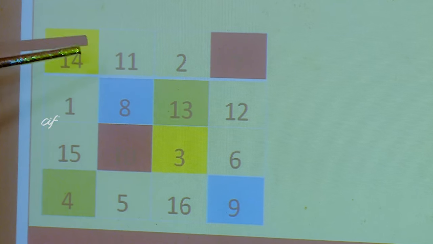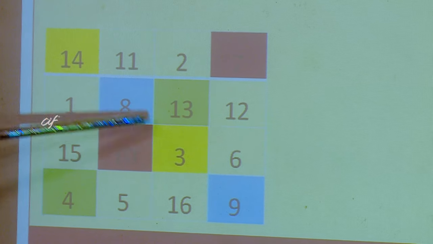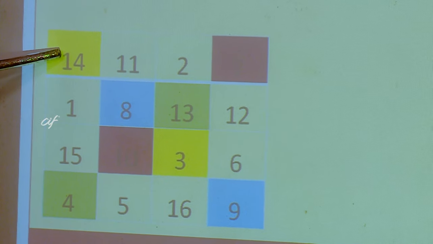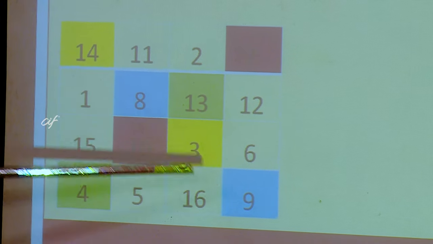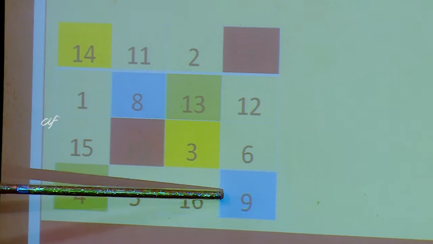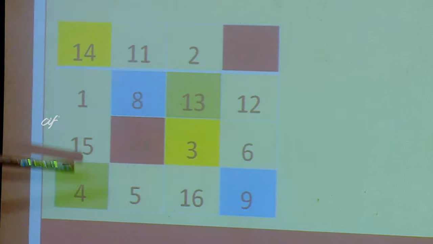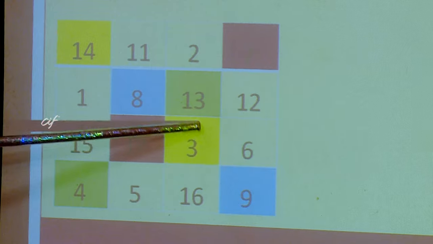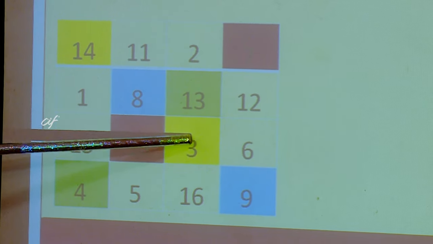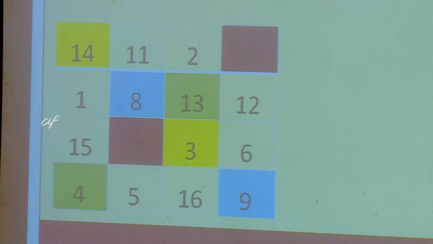So the idea is, suppose we know we have to write 3 here, we can write here 14, 17 minus 3. If we know we have to write 8 here, we can write 9 here. So if we know the positions of 1 to 8, then the diagonally alternate cells you can fill up with the complement to 17. So we just have to remember the positions of 1 to 8.